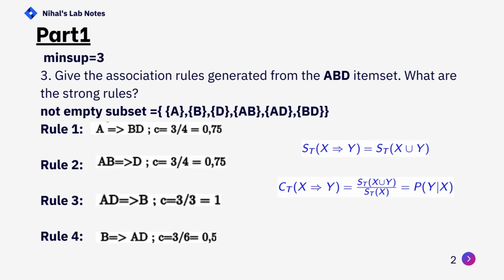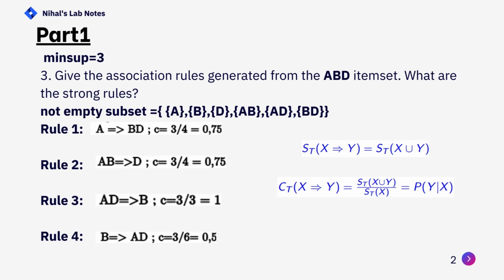The confidence of a rule is equal to the support of the join between X and Y, divided by the support of X. So here X is A and Y is BD. The support of ABD is equal to 3, so 3 divided by the support of A. The support of A is 4. So the confidence is 3 divided by 4, it's 75%.